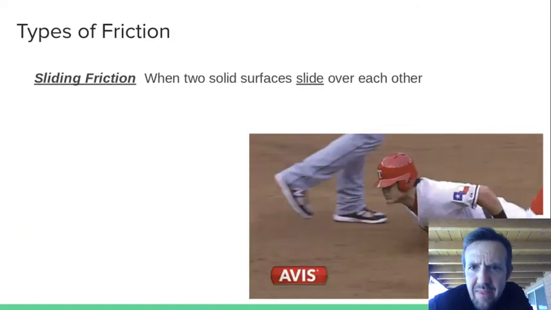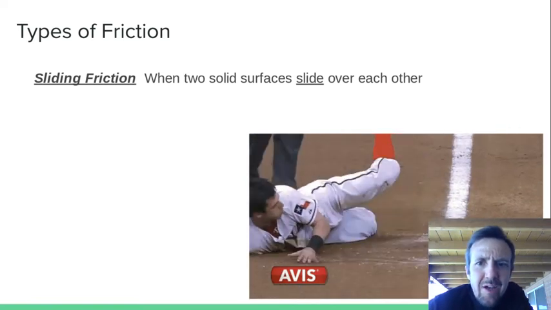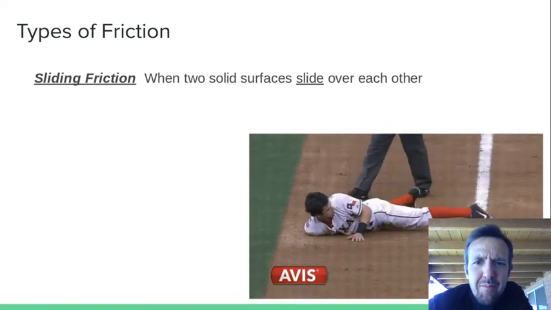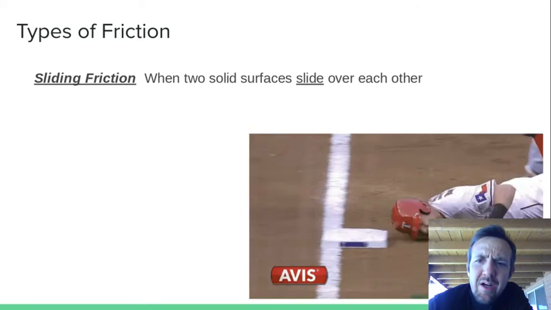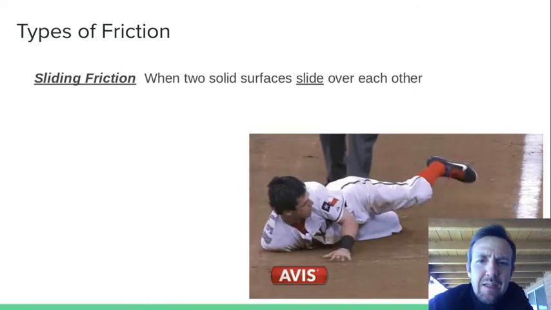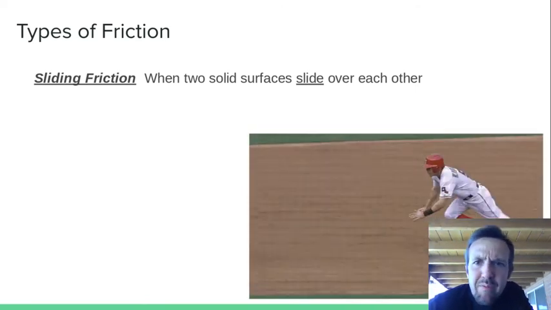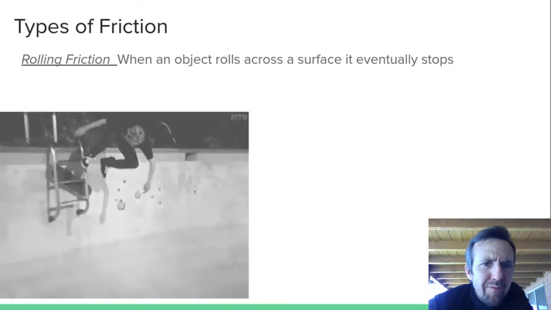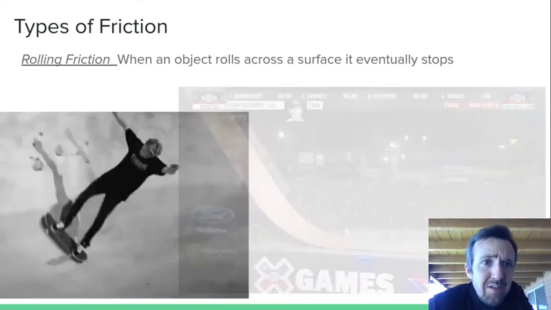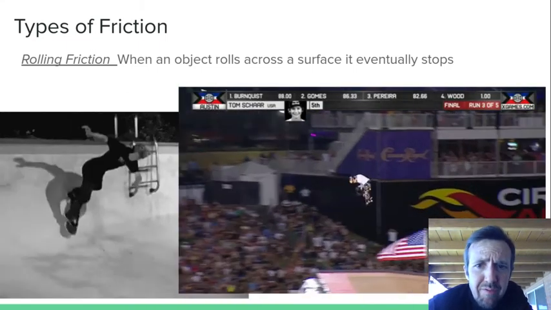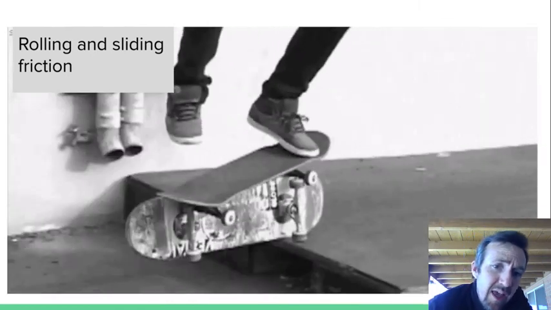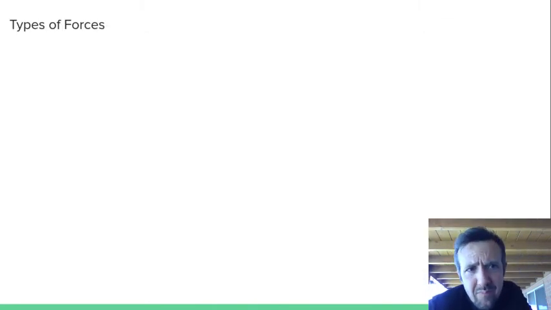Sliding friction is when things slide. There's Ian Kinsler sliding across the dirt. The rough dirt makes the friction a little bit greater. If he was sliding on ice, it would be a little bit easier to slide, but both of those are sliding friction. Rolling friction is when something rolls. It has wheels. There's 2 examples of rolling friction. Here's an example of both sliding and rolling friction.